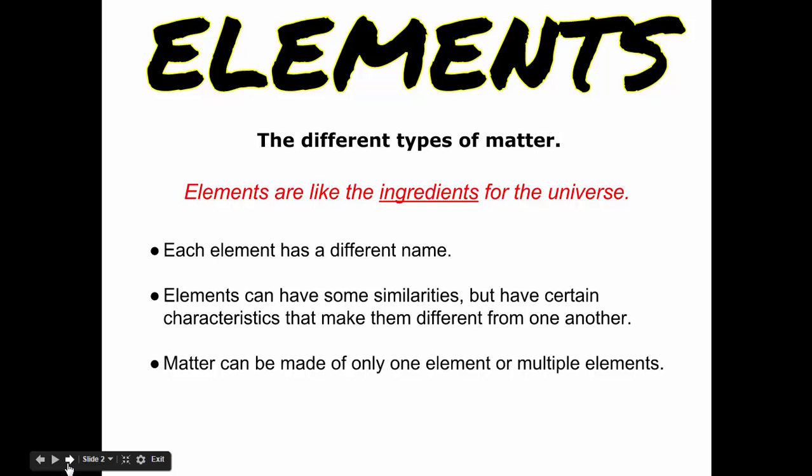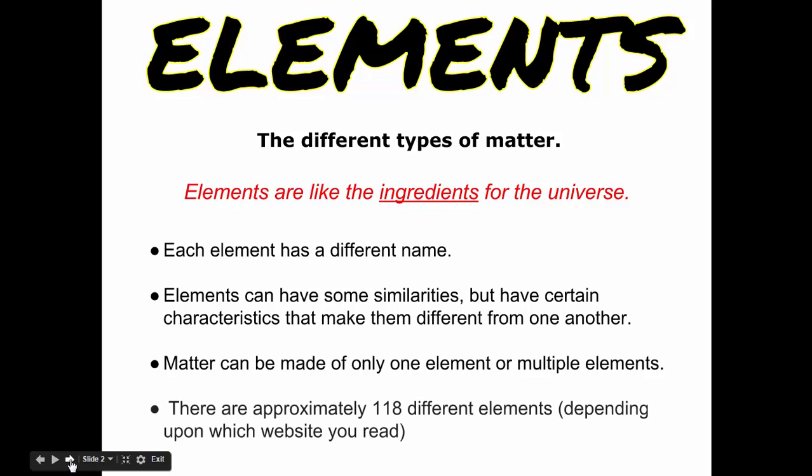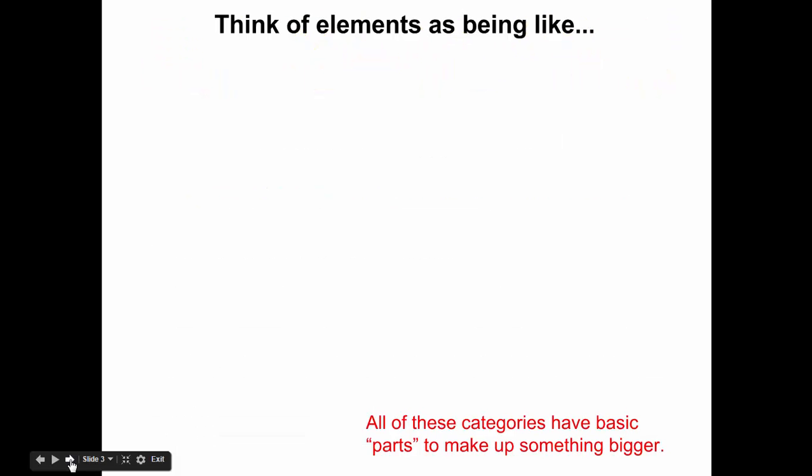Matter can be made of only one element. For example, oxygen. Pure oxygen is only made of oxygen, the element oxygen, or multiple elements. So water is made of the elements hydrogen and oxygen combined. There are approximately 118 different elements, depending on which website you read. But largely what we're going to talk about is that there are 118 elements.